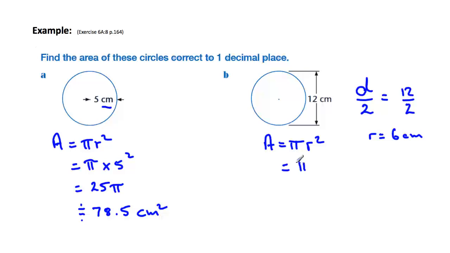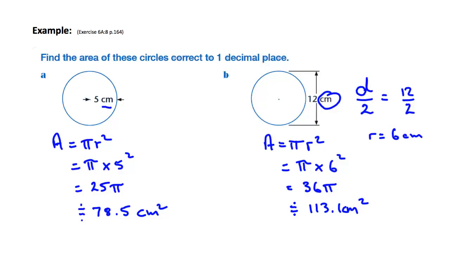So now we're ready to go. Pi times radius, 6 squared. That gives us 36 times pi. And putting this into our calculator, 36 times pi is approximately equal to 113.1 metres. Notice, oh no, I'm sorry, centimetres. Centimetres. Yeah, that's correct. Centimetres squared.